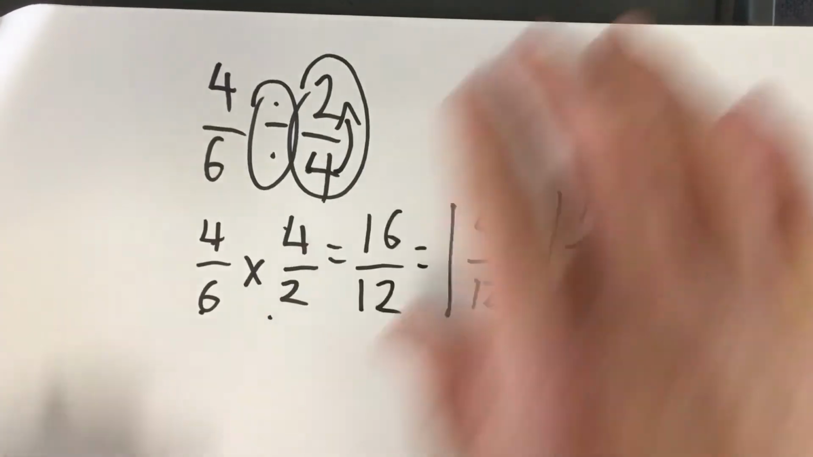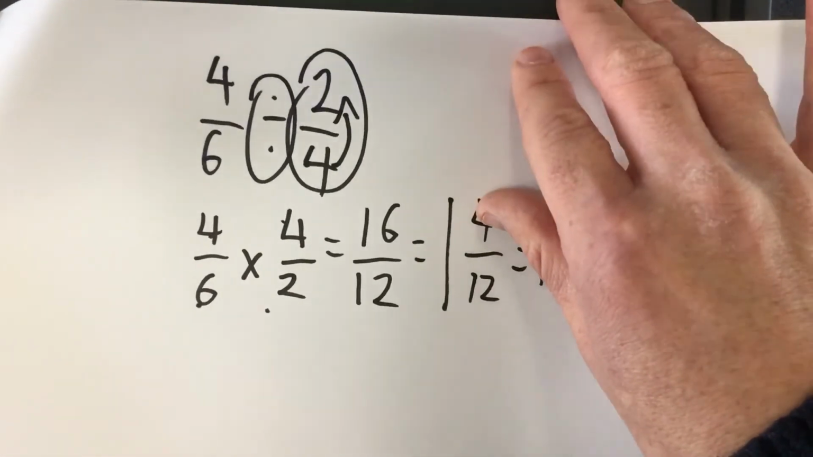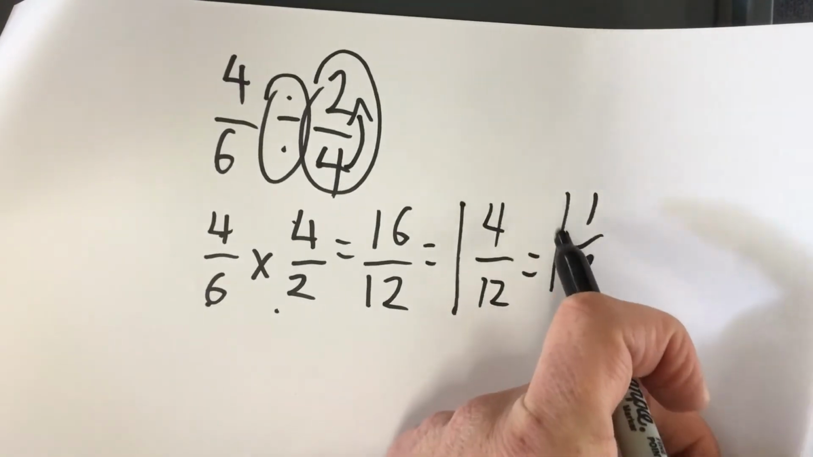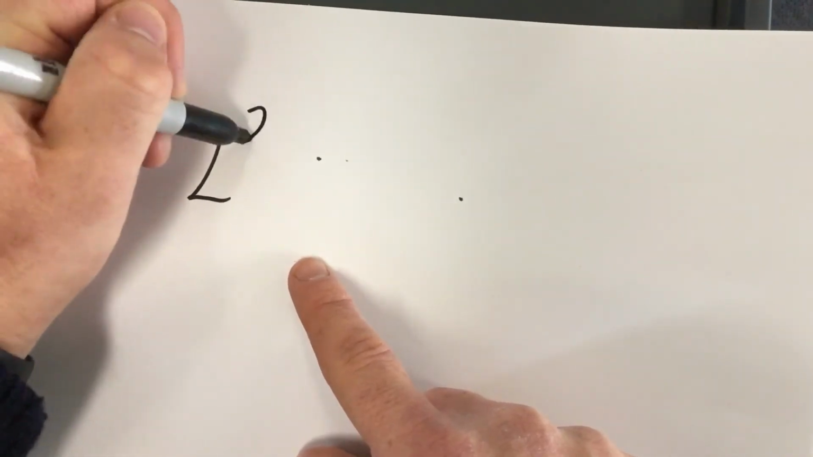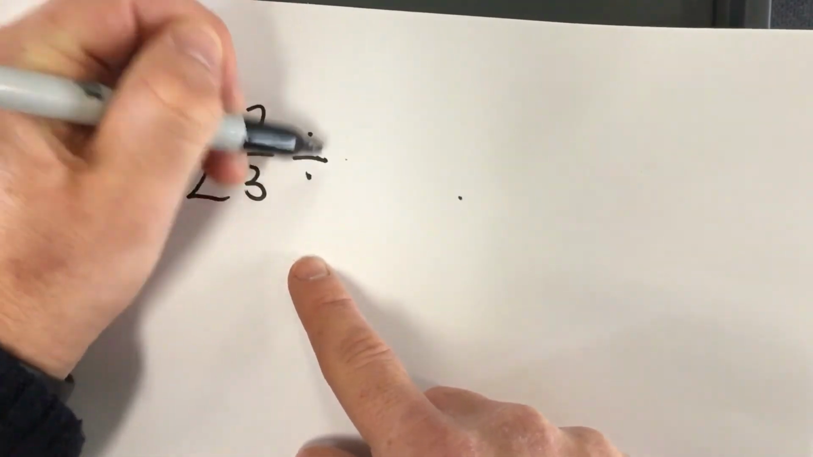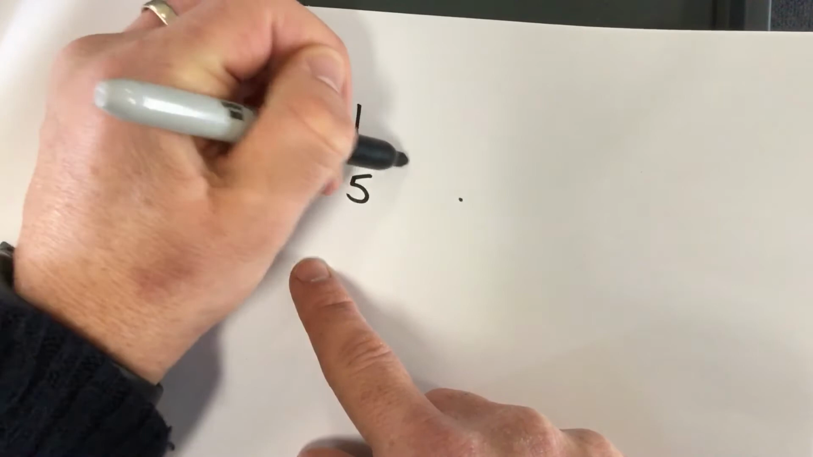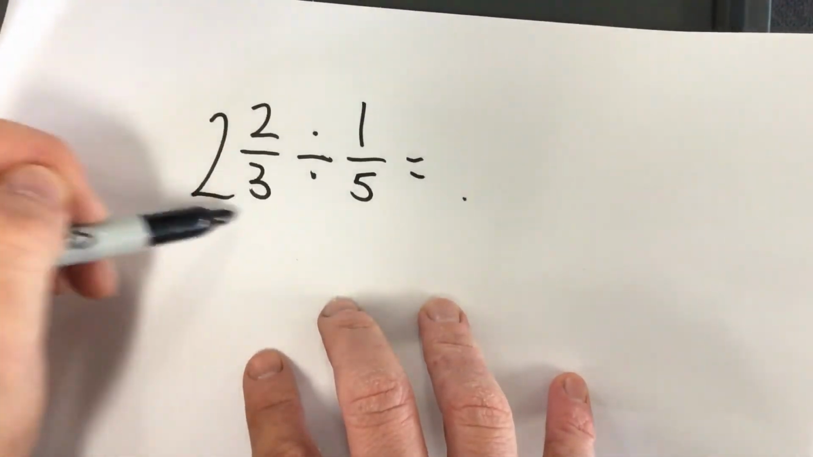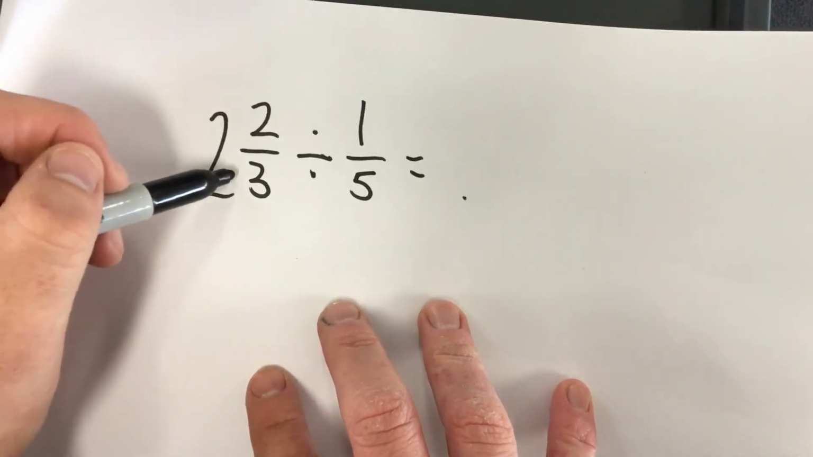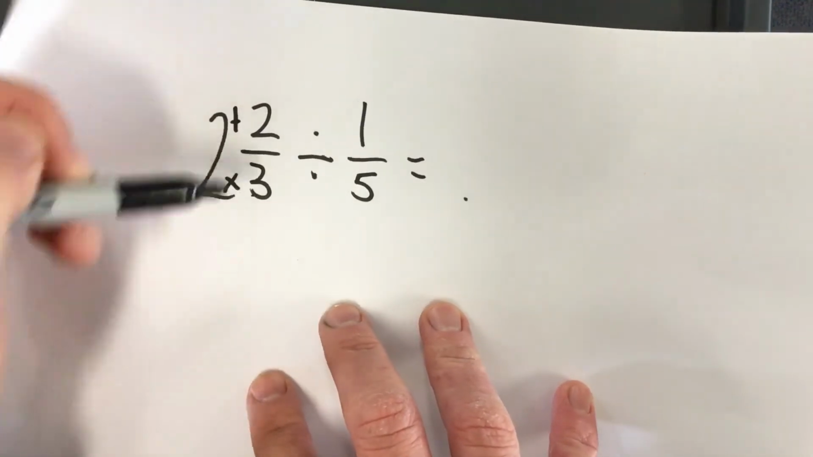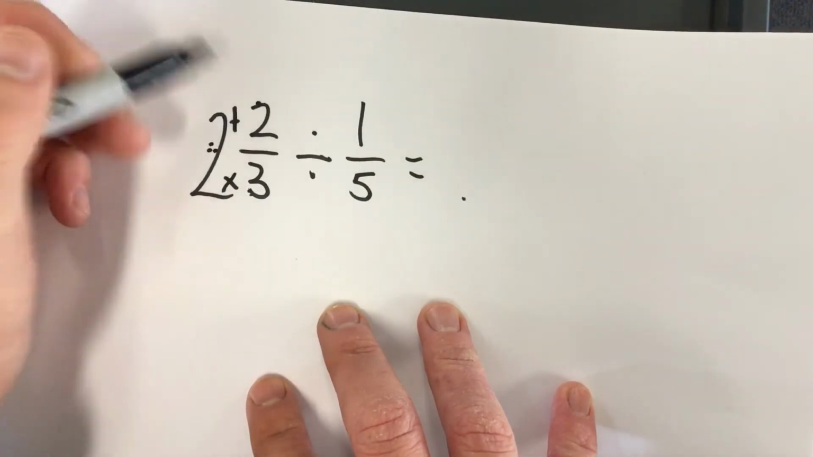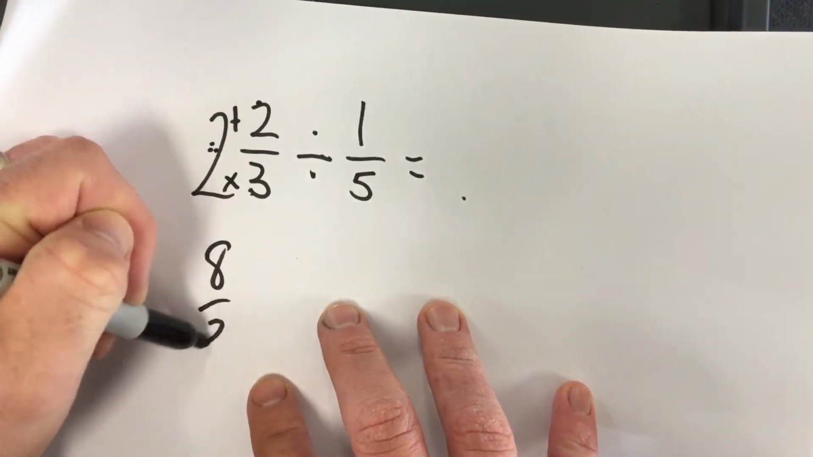Okay, I hope that was a little bit easier. What would happen if one of those questions was a mixed fraction? Well, if the question was 2 and 2/3 divided by 1/5, what would you do? Firstly, you need to change this around to make it an improper fraction. So we multiply, add, keep the denominator the same. So 2 times 3 is 6, 6 plus 2 is 8, 8/3.